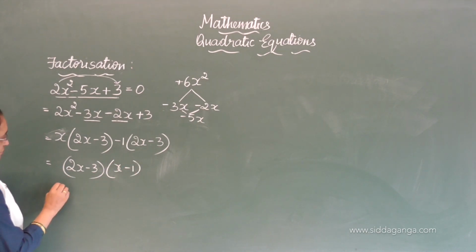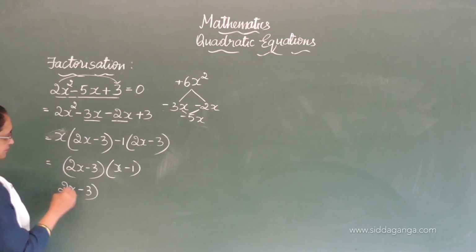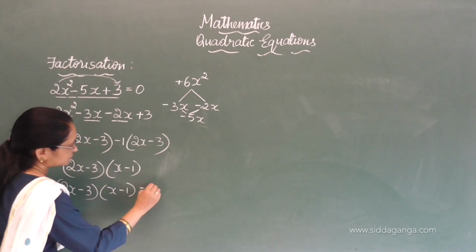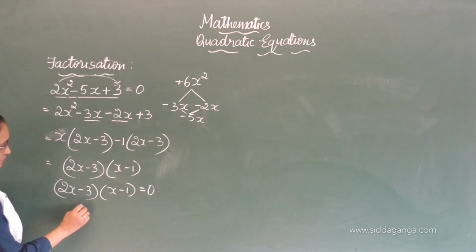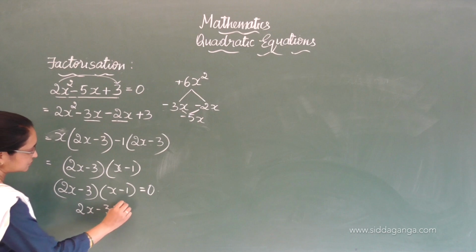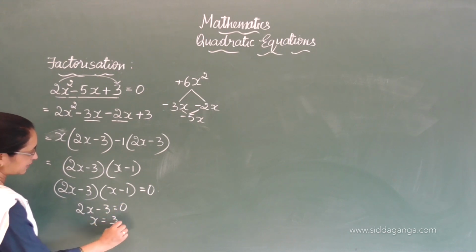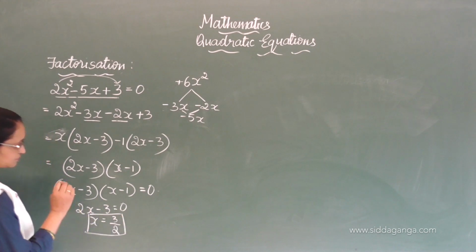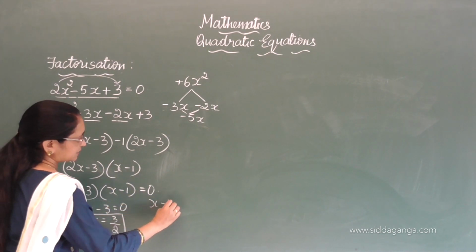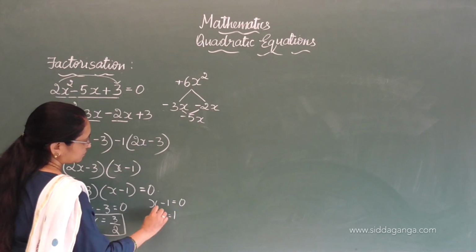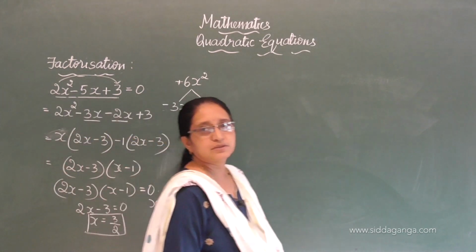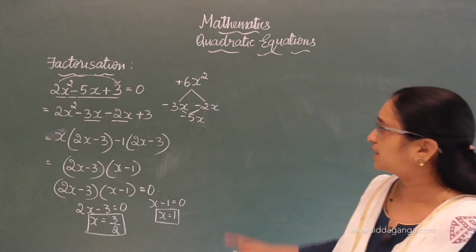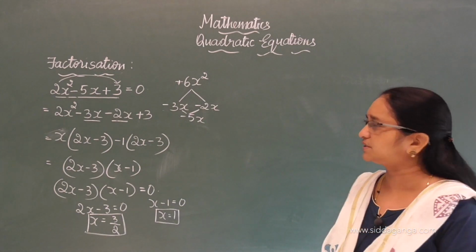Now to find out the solution, 2x minus 3 and x minus 1 is equal to 0. So 2x minus 3 is equal to 0, so x is equal to 3 by 2. And one more, x minus 1 is equal to 0, so x is equal to 1. So what are the solutions? Solutions are 3 by 2 and 1. 3 by 2 and 1 are the solutions of this quadratic equation, 2x square minus 5x plus 3.